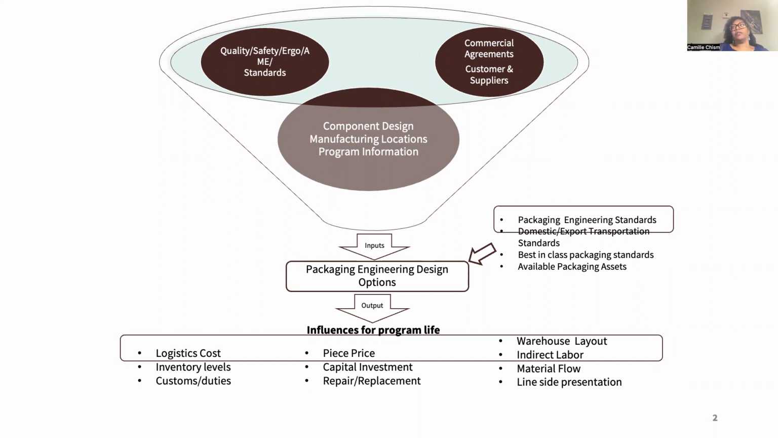Then another thing you need to be aware of would be things like commercial agreements, what kind of customers you have, and then what kind of suppliers you have.